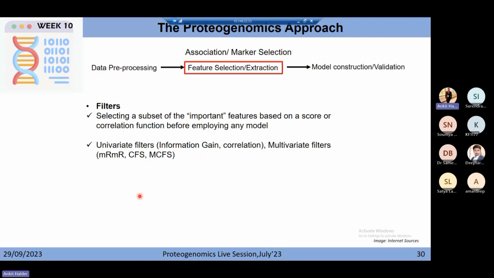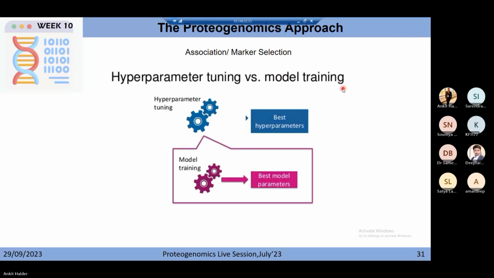So this is one kind of process where, after data pre-processing, you can select or extract out your features and then perform the model construction or validation. Another thing is hyperparameter tuning and the best model versus the model training. In the model training, after you get the best model parameters, you need to tune your parameters or the hyperparameters for each data set.